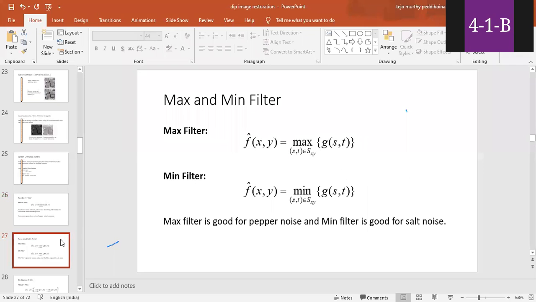And the maximum and minimum filters. The maximum filter is similar to the median filter, but instead of the median, we will take the maximum of the pixel values. For example, let me take one simple example.